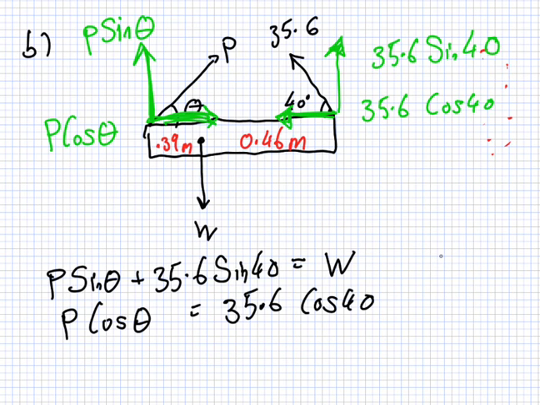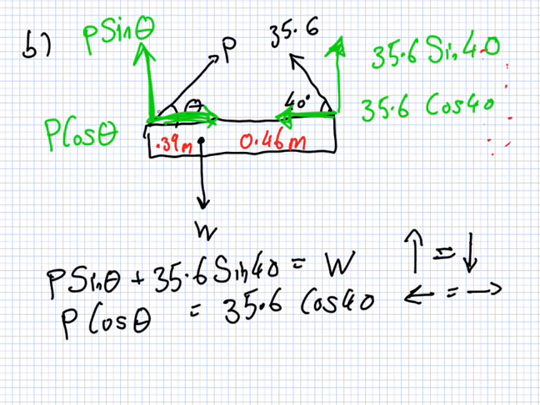How did I get the first one? How did I get this equation right here? The up force equals the down force. How did I get this one? The left, right. Left equals right. There's still one more equation to do. What's that? The turn, yeah, clockwise equals anti-clockwise.